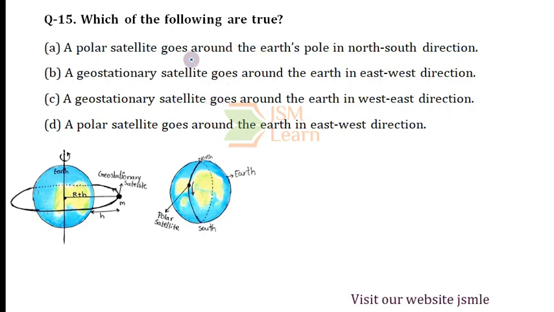Which of the following are true? They are asking us to identify from the given four options. So in the options you can see that there is a discussion about the polar satellites and geostationary satellites.